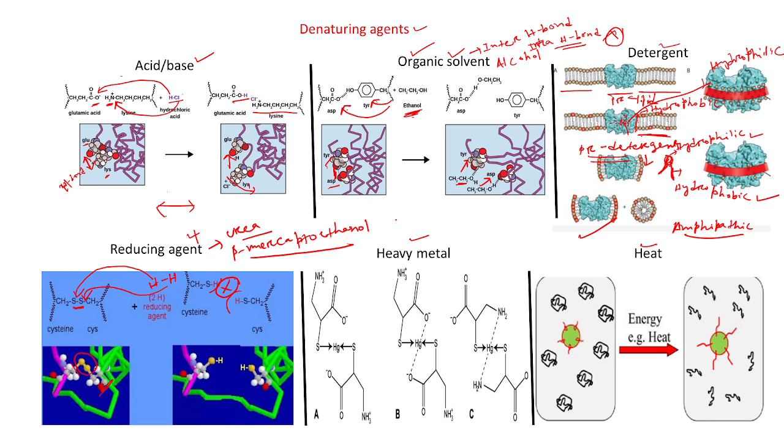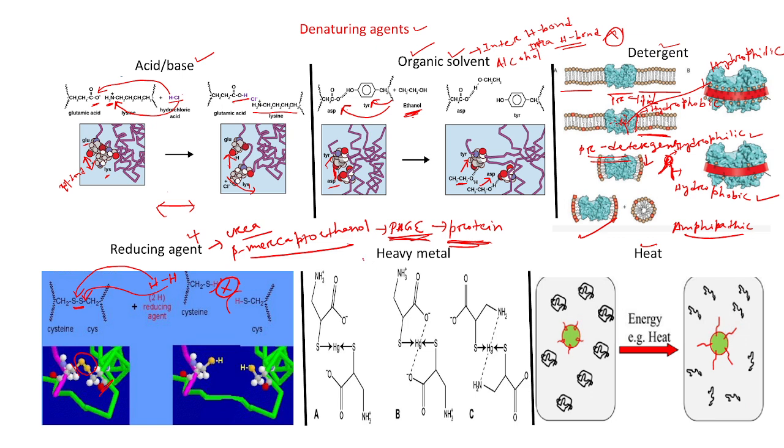Beta mercaptoethanol is used in polyacrylamide gel electrophoresis, for running the protein in the gel. The protein is run in the gel. It is called polyacrylamide gel electrophoresis. In the practical, you will know about that.